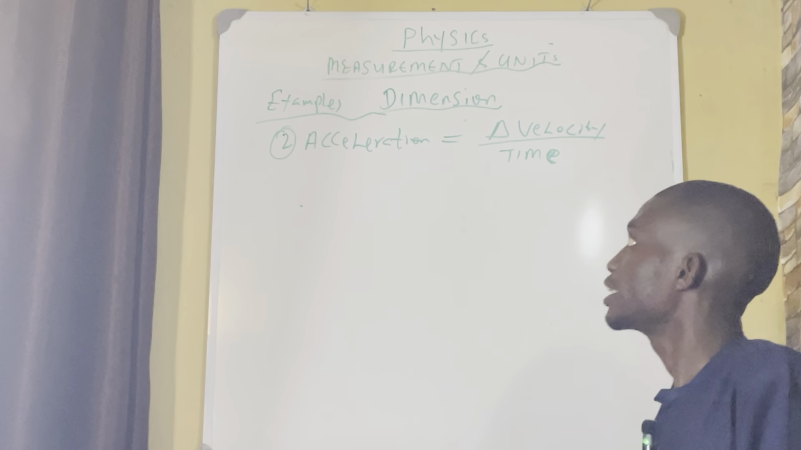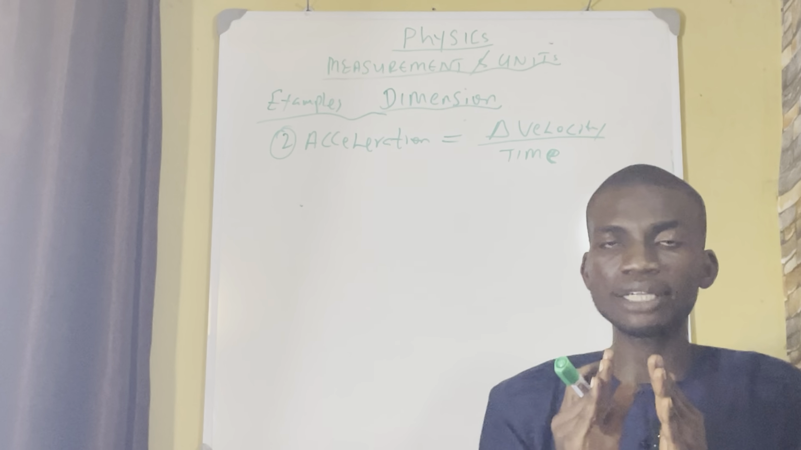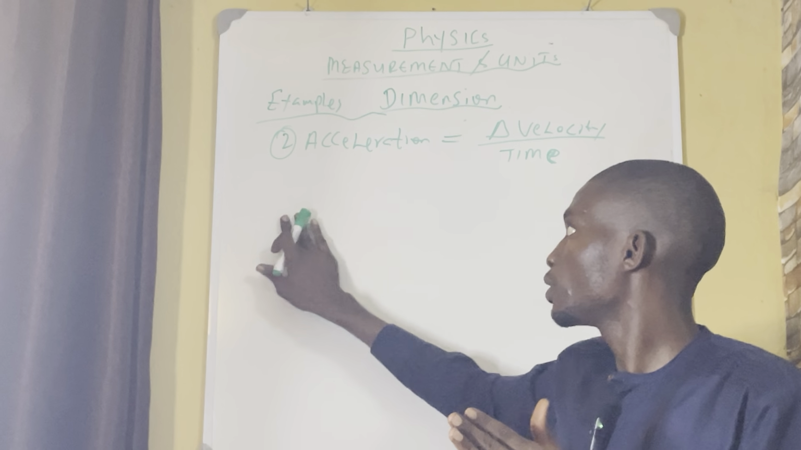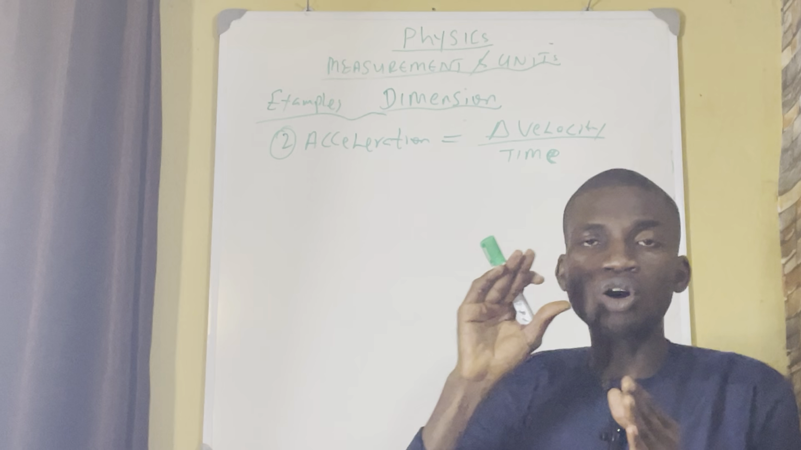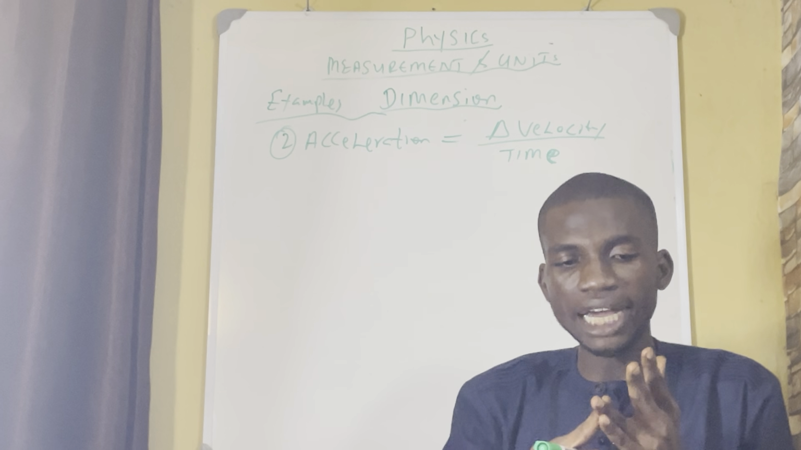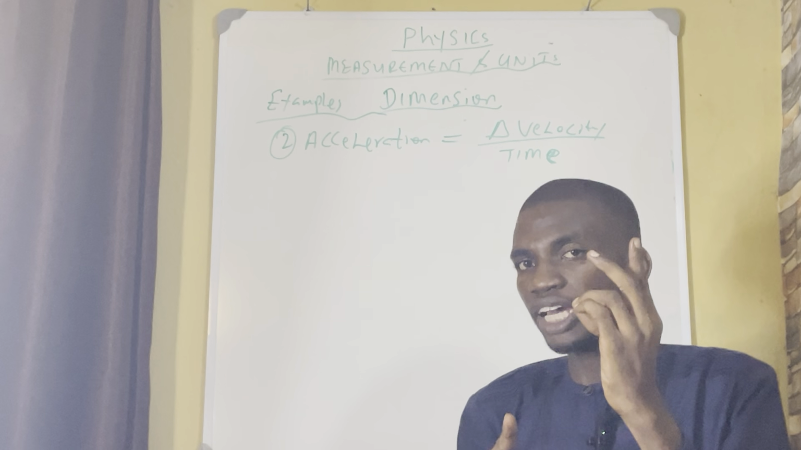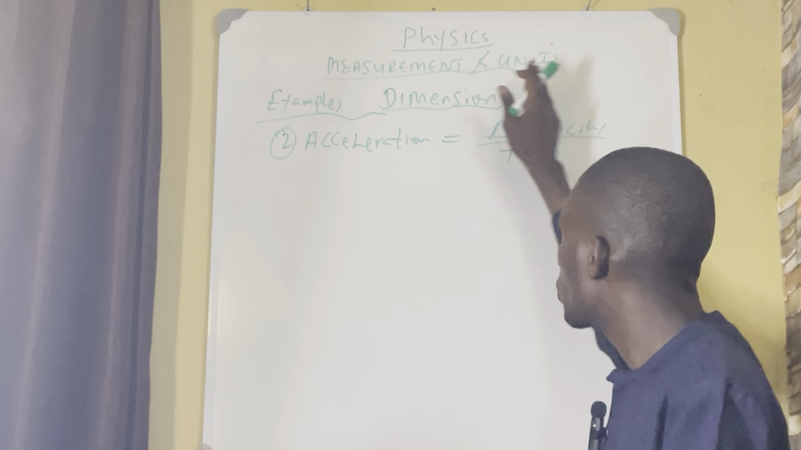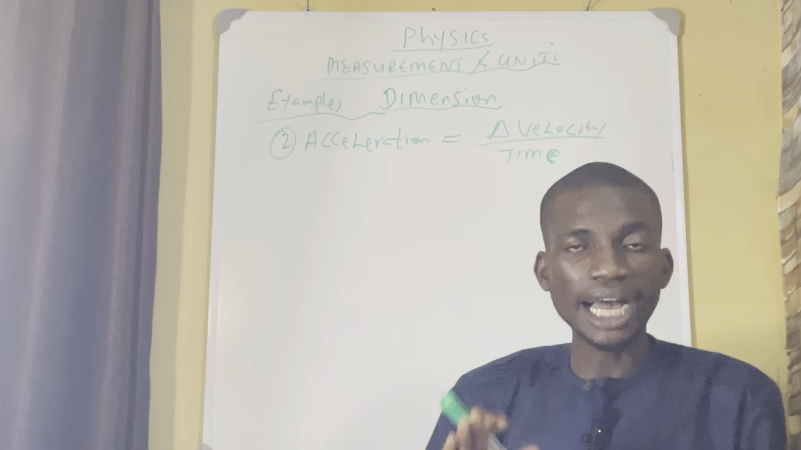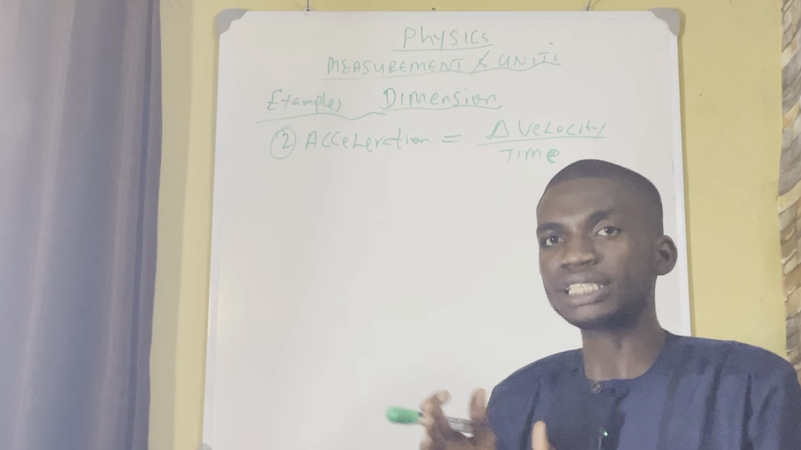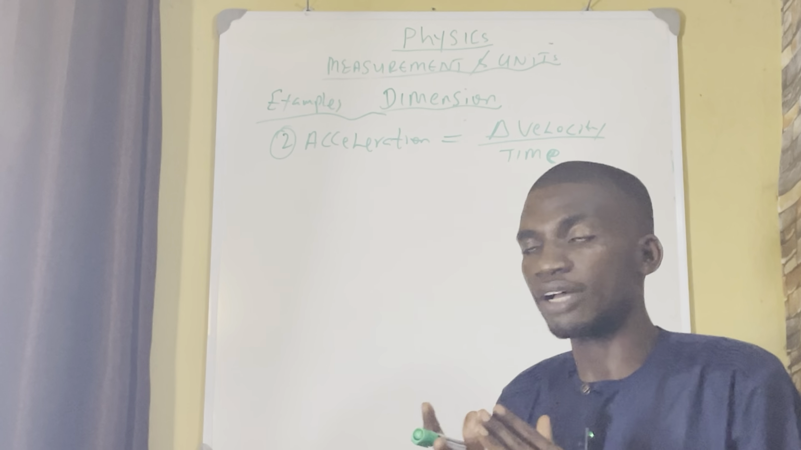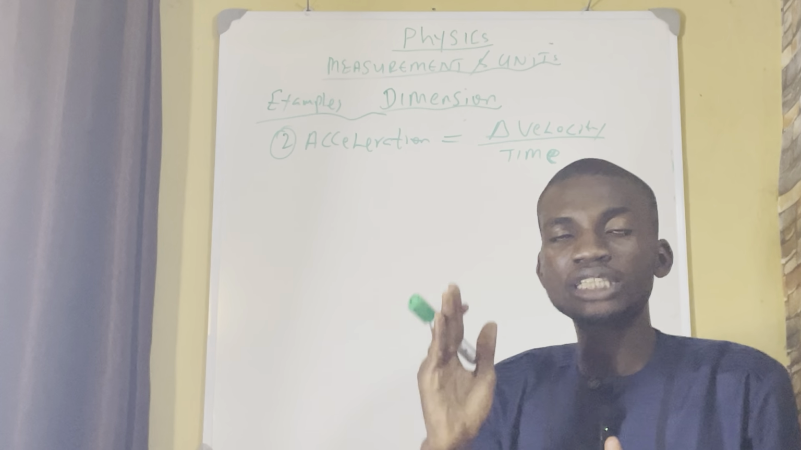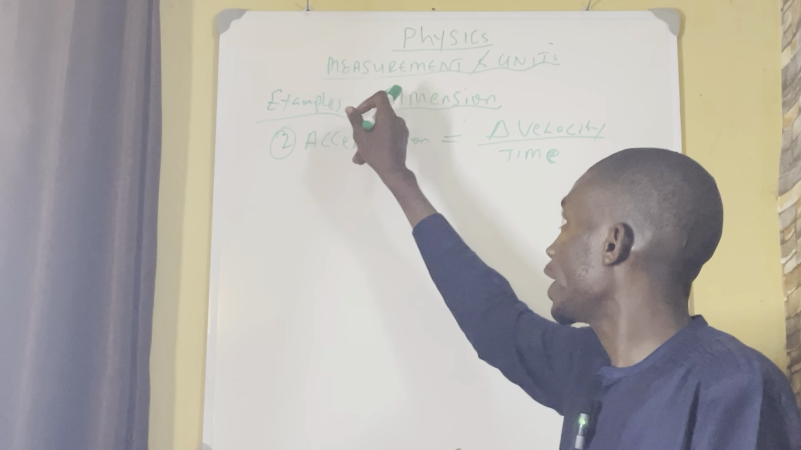Remember that dimension is all about converting the quantity until you get length, mass, and time. Either you get two of them, or one of them, or three of them. You must convert it to length, mass, and time. Even only one of them is okay. But the expression must be in the basic fundamental quantities. That's what they mean by dimension.